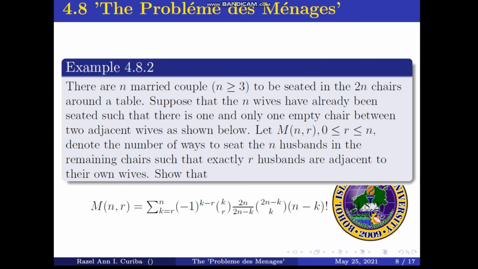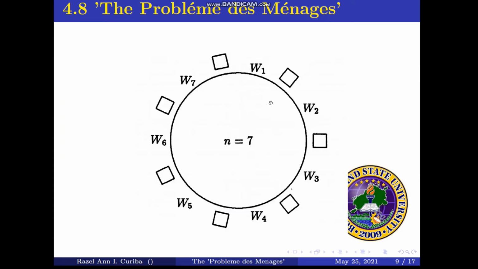So next we have example 4.8.2. There are n married couples, where n is greater than or equal to 3, to be seated in the 2n chairs around a table. Suppose that the n wives have already been seated such that there is one and only one empty chair between two adjacent wives, as shown. So we have this illustration.